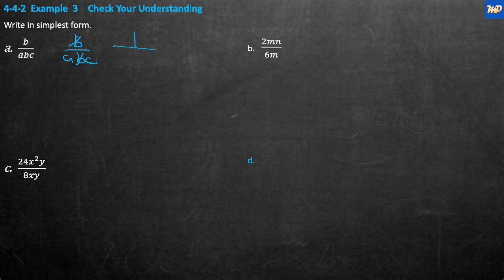They always have a 1. When you get rid of this b, it turns into a 1. And you have AC. So 1 over AC is the answer to A.